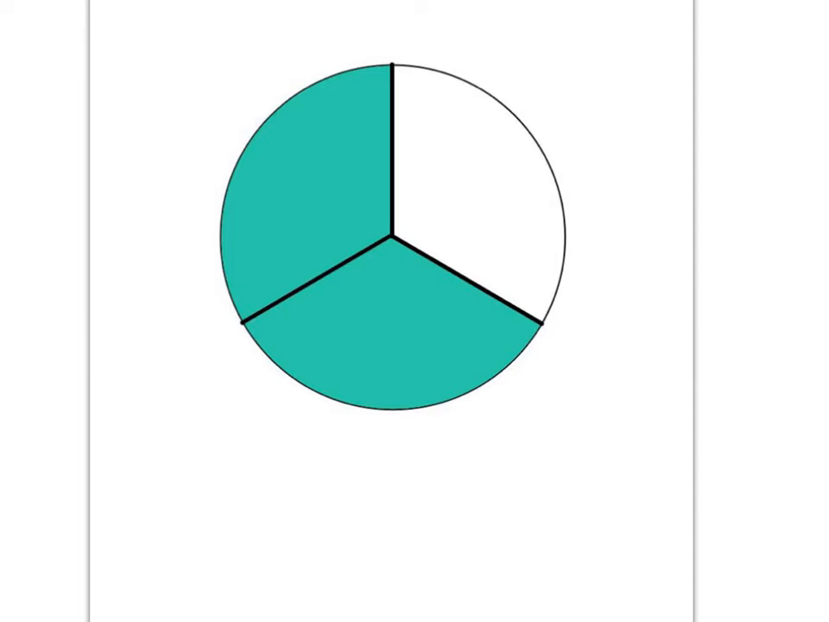Let's look at this picture. This whole circle is broken up into 1, 2, 3 different parts. So therefore it's broken up into thirds. There are 3 thirds that make up a whole. I know that this is 1/3, 1/3, and 1/3. So there's 3 thirds that make up a whole.